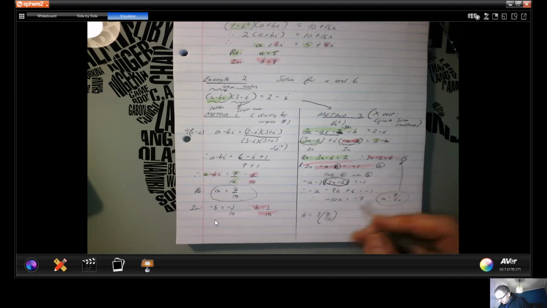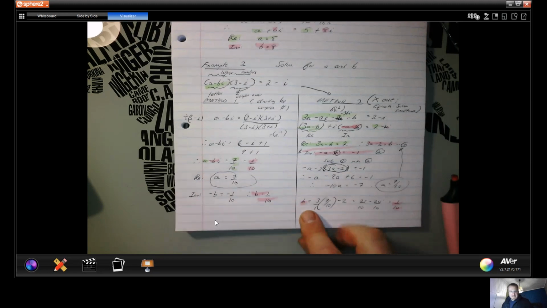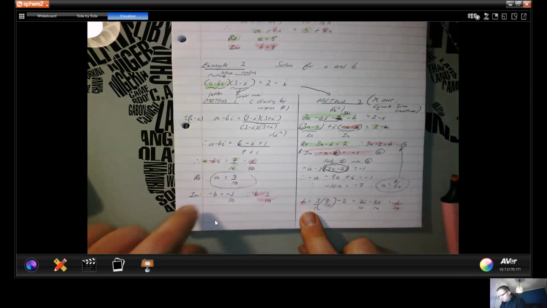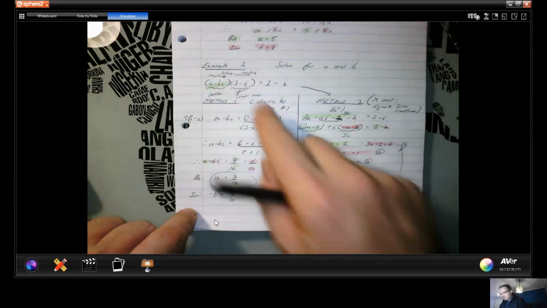3 times 7 over 10 minus 2. And you're going to get 3 means 3 over 1, so you get 21 over 10 minus 20 over 10, which is, you can just use your calculator, 1 over 10. So I get a is 7 over 10, which is what I wanted, and b is equal to 1 over 10. So fantastic news. Either method is fine. It's up to you. Okay, whatever you prefer. I think this way is probably a little bit quicker. Okay, letter times a number.